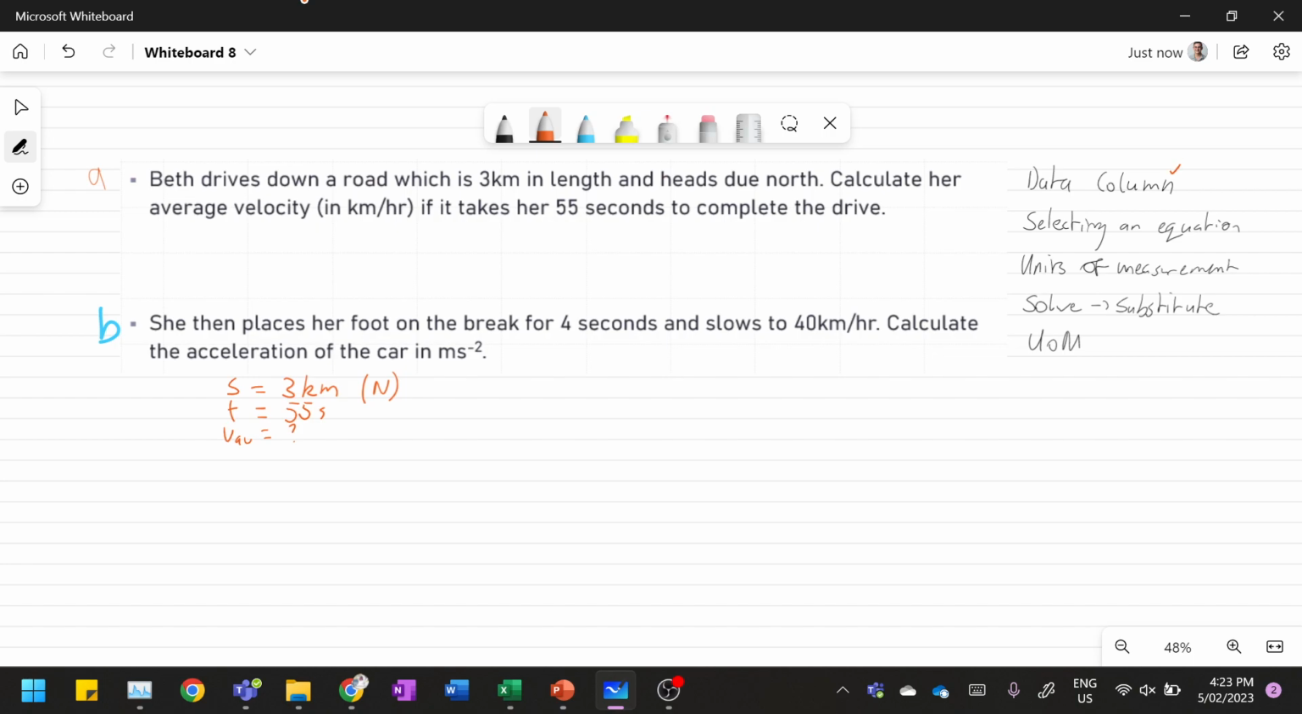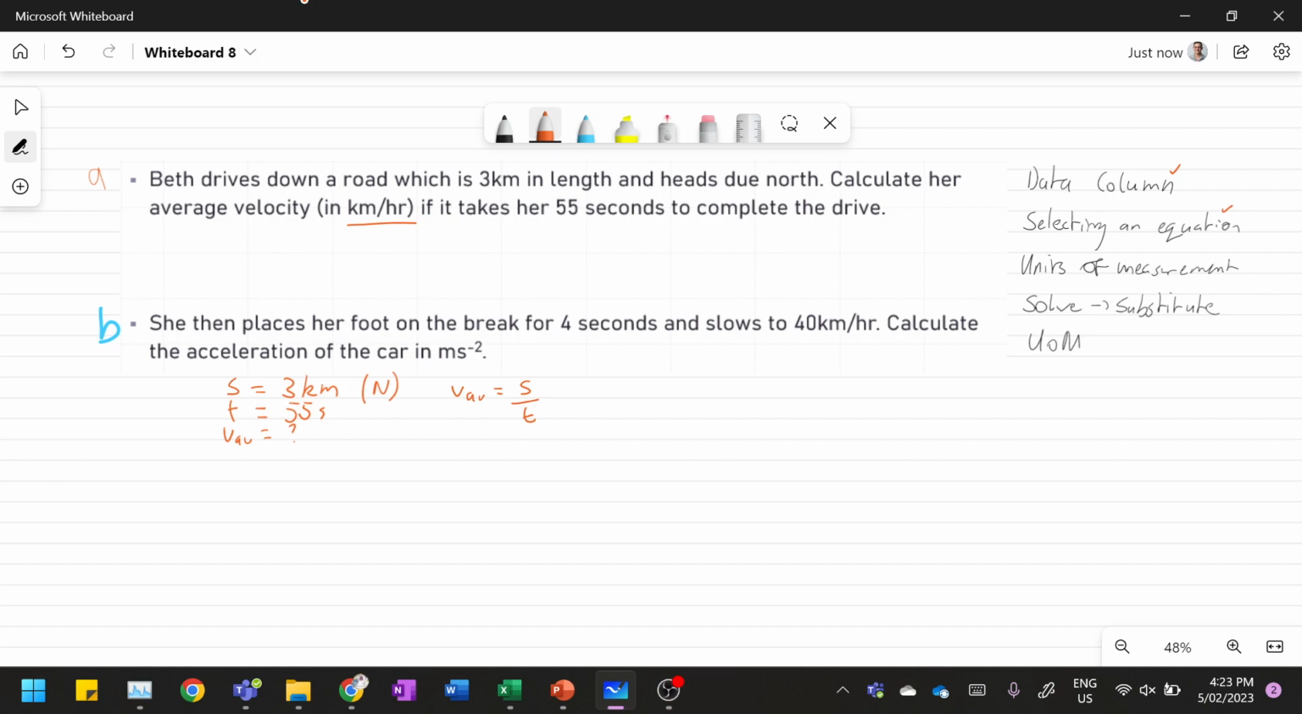We've now done our data column, which means next we need to select an equation. Here I'm going to write that V_AV, or V average, is equal to S over T. We then need to make sure that our units of measurement are all good. Note that we're being asked for a velocity in kilometers per hour.